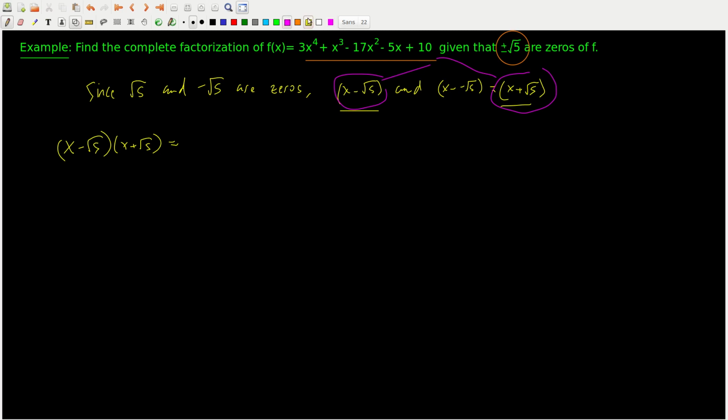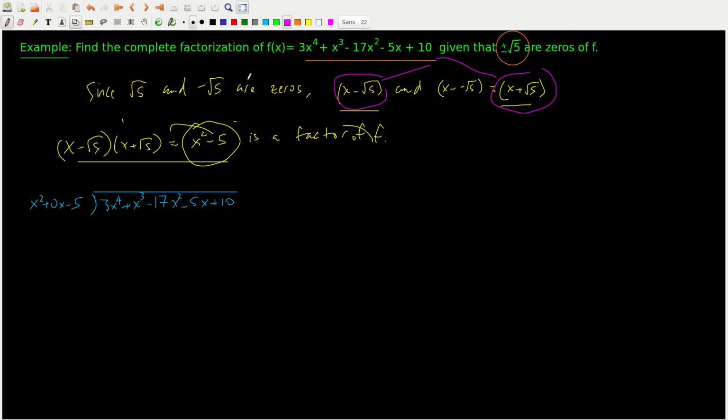And so if we multiply this out, and you might want to pause the video right now and do this calculation, you should find that you get x squared minus 5. And so that is also a factor of f. And since we have this factor of f, we can divide f by it, and we've got a second degree polynomial here, and if we divide the fourth degree by it, we'll end up with another second degree. So let's see how that works.